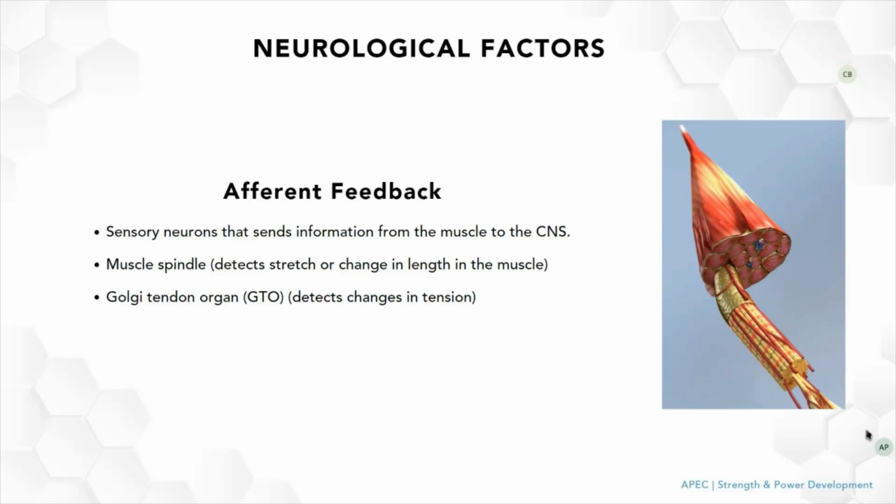So think about when you're trying to lift a really heavy object, and you're not able to move it, or it's close to your 1RM. The GTO sends a signal to the brain saying, okay, we're producing too much force now, we could hurt ourselves, we need to stop this. So it's like an inhibitory effect. This is something we don't want, because this can reduce force production.